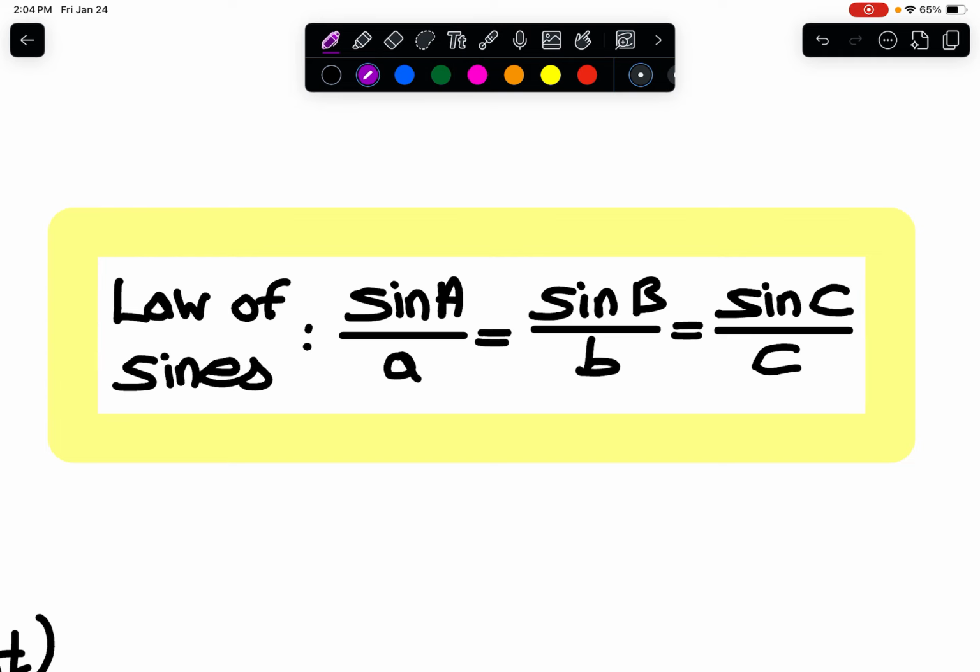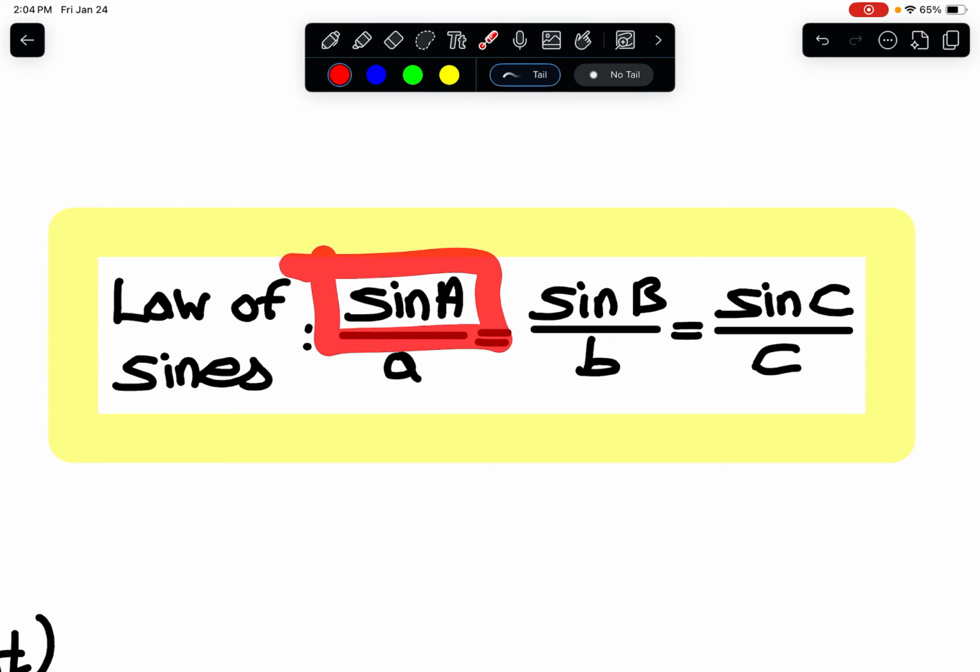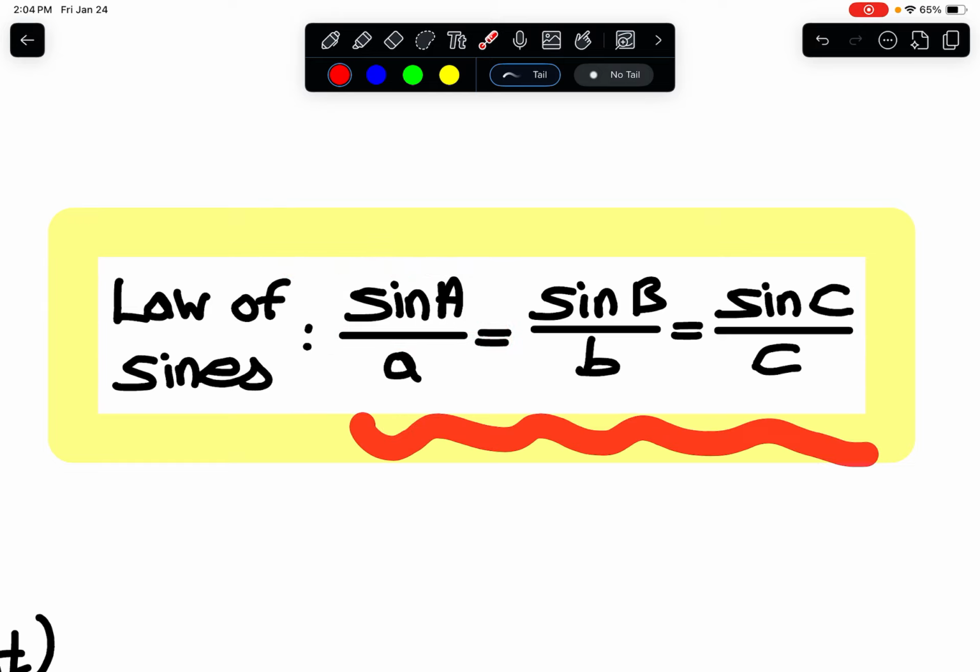So this is really saying that sine of that angle and then the size of that side, or the length, is going to be proportional to every single side.